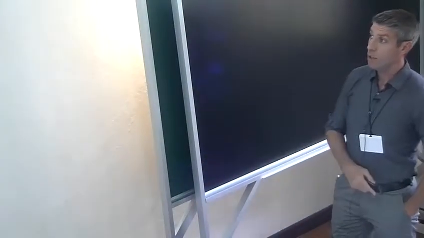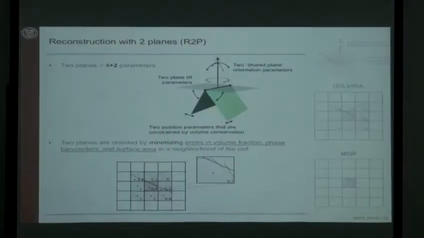Now, how do we do a two-plane reconstruction? Well, first of all, if we have two planes, we have now 6 parameters. So we have 4 orientation parameters, 2 location parameters. That's becoming a little tedious. We keep that reasonably simple by saying, well, first let's take a shared plane. So we're going to have a shared representation, and then we're going to start splitting into 2 different planes.